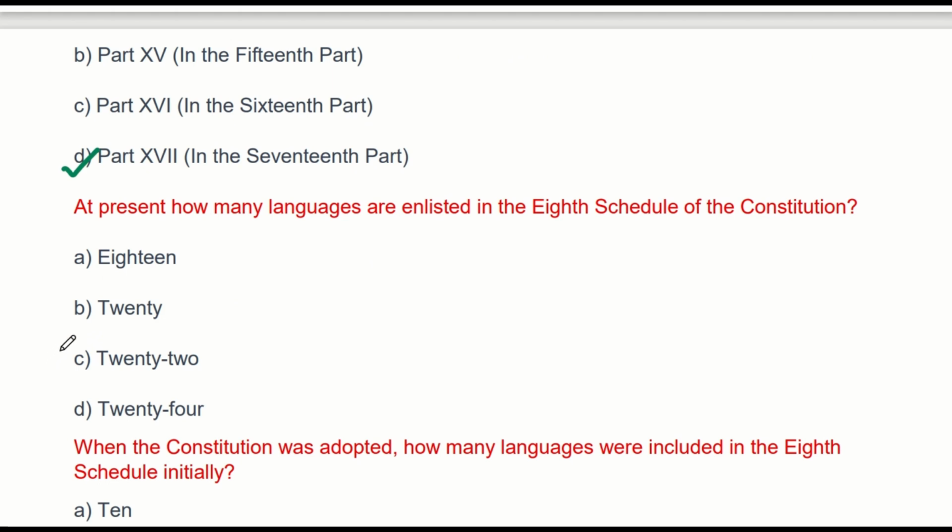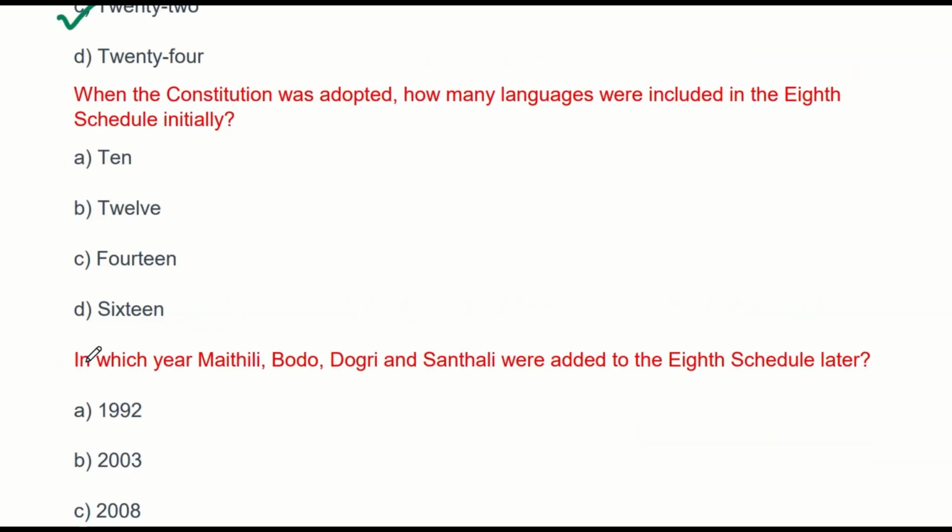A. 18. B. 20. C. 22. D. 24. And right option is option C. 22. When the Constitution was adopted, how many languages were included in the 8th schedule initially? A. 10. B. 12. C. 14. D. 16. And right option is option C.